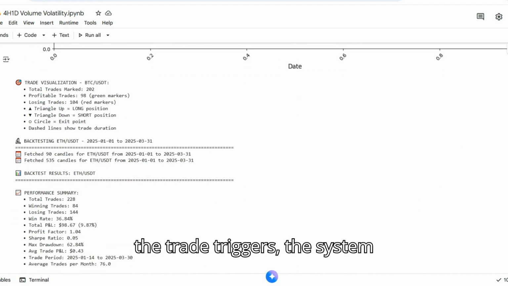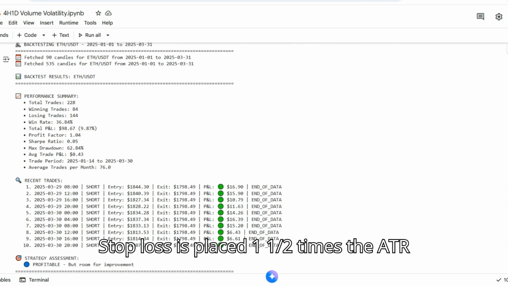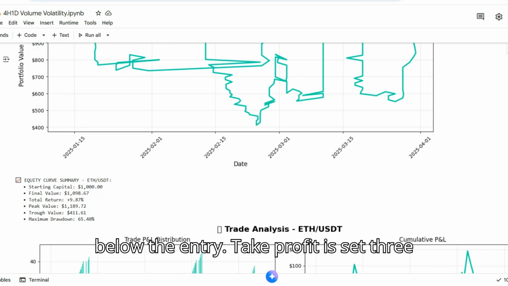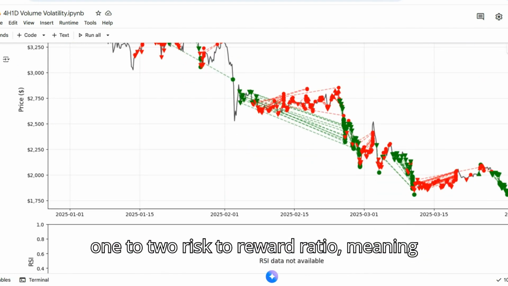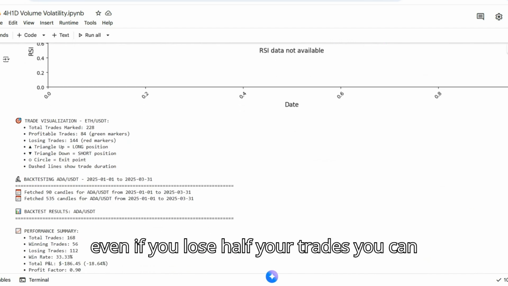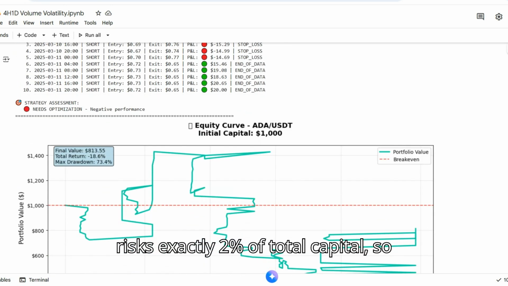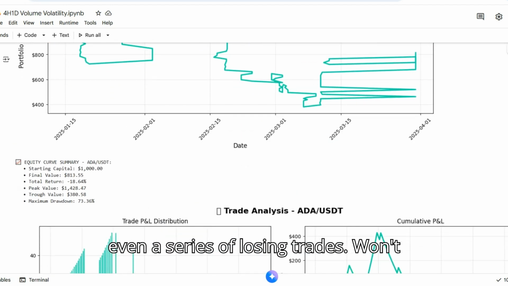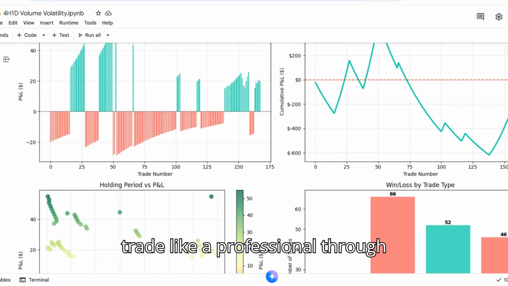Once a trade triggers, the system automatically calculates risk and reward. Stop loss is placed 1.5 times the ATR below the entry. Take profit is set 3 times the ATR above it. That's a clean 1-to-2 risk-to-reward ratio, meaning even if you lose half your trades, you can still be profitable. Position size is also managed automatically. Each trade risks exactly 2% of total capital, so even a series of losing trades won't wipe out the account. That's how you trade like a professional, through structure, not emotion.